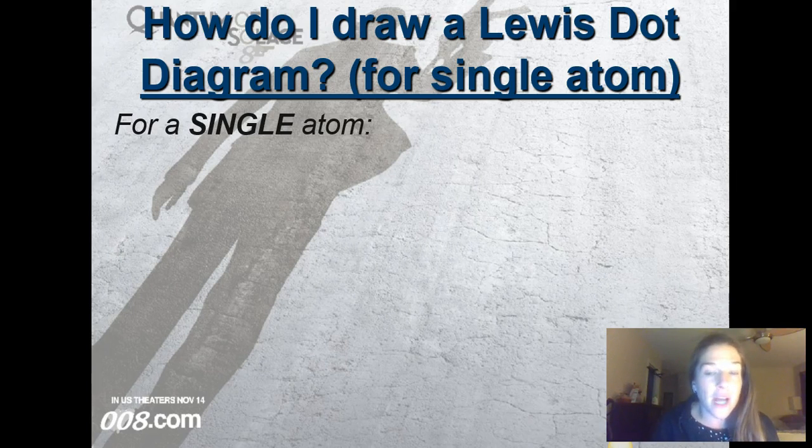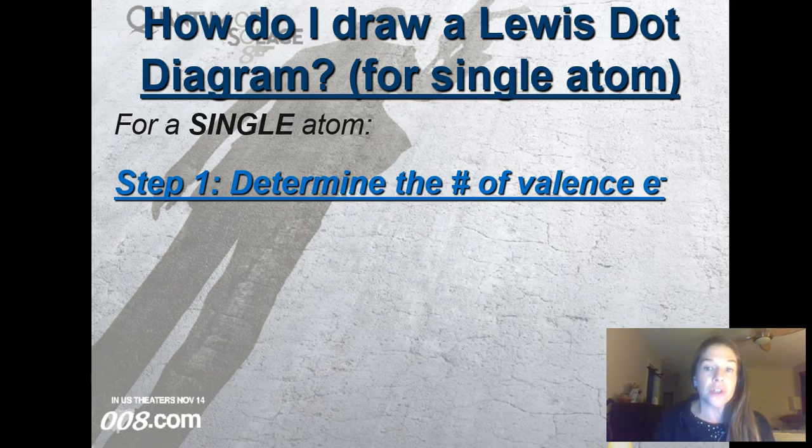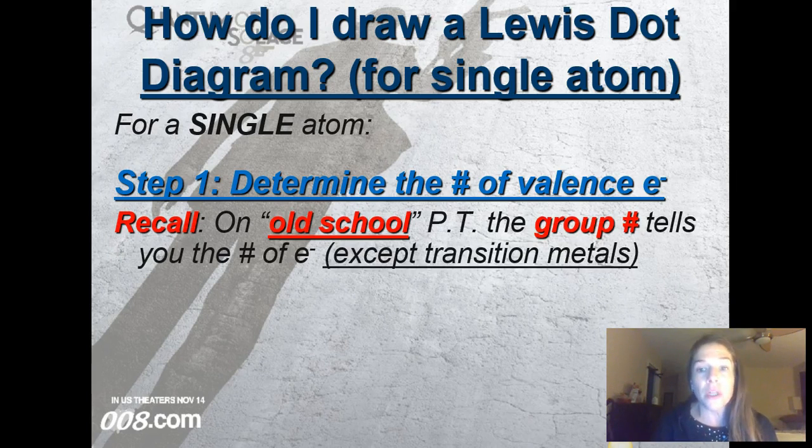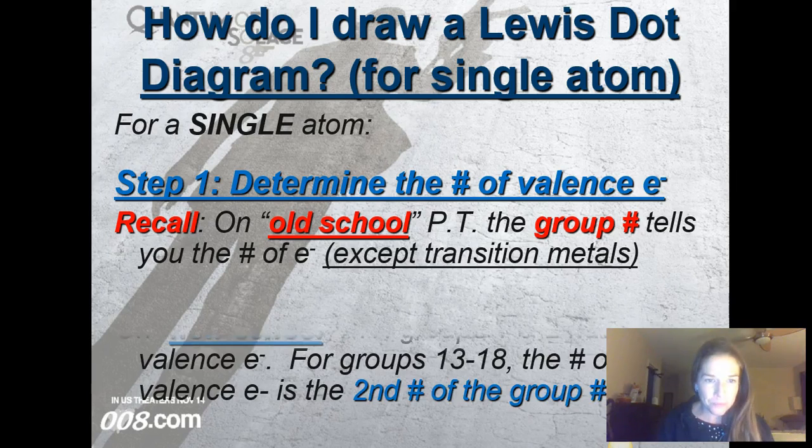All right, for a single atom, the very first thing you're going to do is determine the number of valence electrons. The way that we do that is we look at the group number. On an old school periodic table, the group number will tell us the number of electrons, except for those transition metals, because they just seem to be super fun.